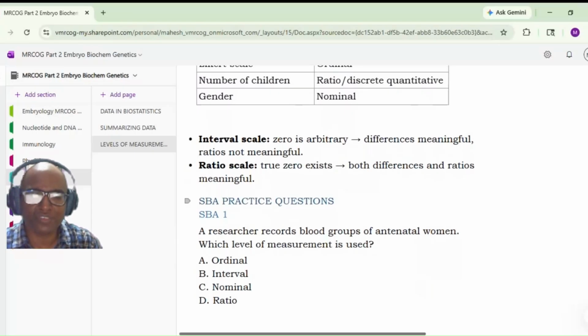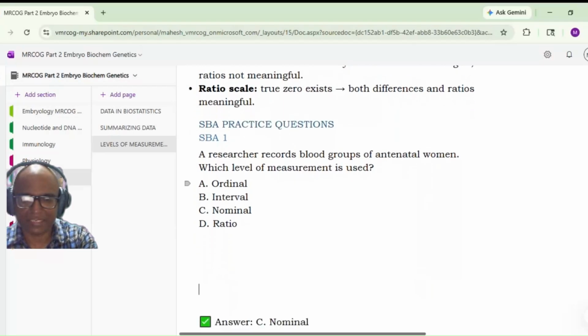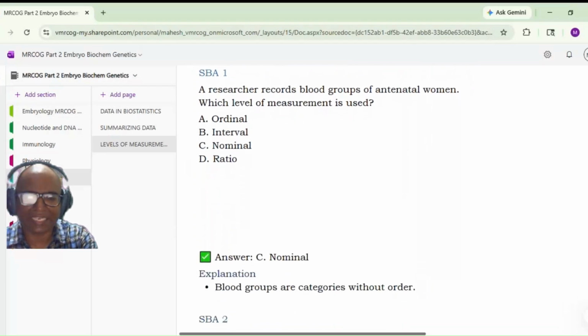So we have a few questions, doctor. Can you please go through the questions? Yes, sir. Question number 1. A researcher records the blood group of antenatal women. Which level of measurement is used? A. Ordinal, B. Interval, C. Nominal, and D. Ratio. So it is C, nominal. Correct. It is nominal categorical data.